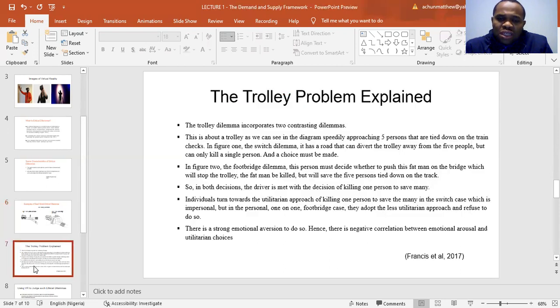So what we notice in moral judgment is that individuals turn towards the utilitarian approach of killing 1 person to save the many in the switch case. But when it involves the footbridge case, that involves direct contact with a human person, they adopt a less utilitarian approach and refuse to do so because of emotional aversion. So here we see a negative correlation between emotional connection and utilitarian choices.